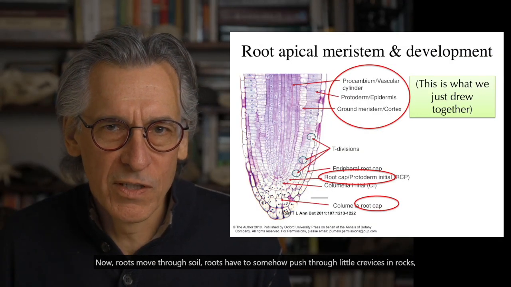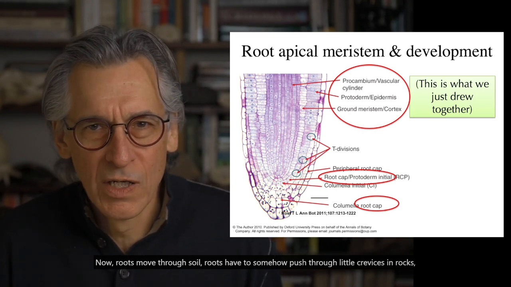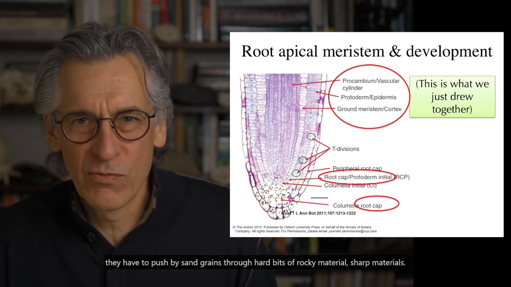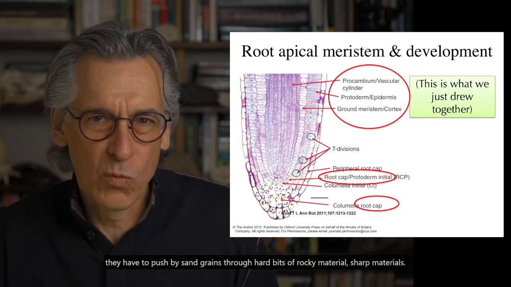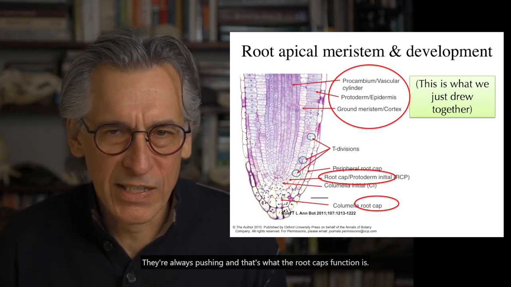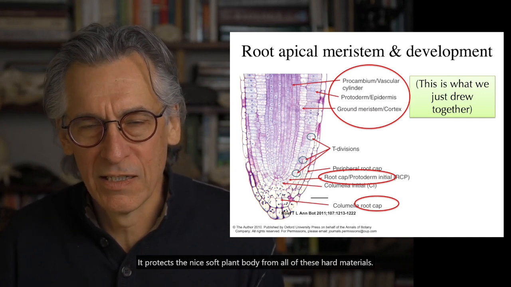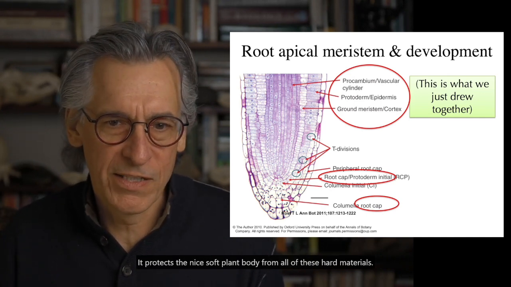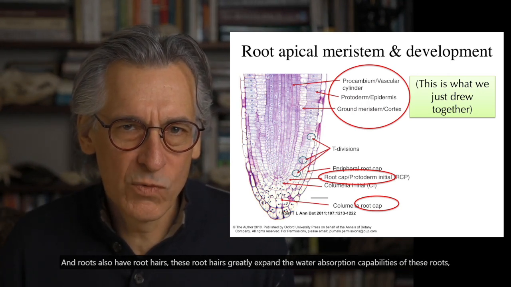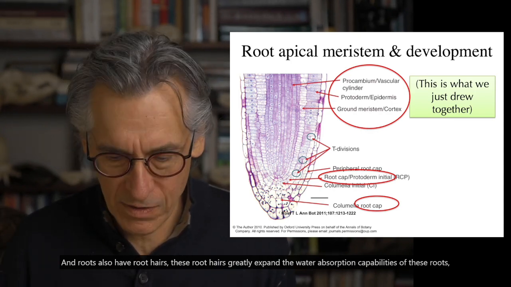Now roots move through soil. Roots have to somehow push through little crevices in rocks. They have to push by sand grains, through hard bits of rocky material, sharp materials. They're always pushing, and that's what the root cap's function is. It protects the nice soft plant body from all of these hard materials. And roots also have root hairs. These root hairs greatly expand the water absorption capabilities of these roots.